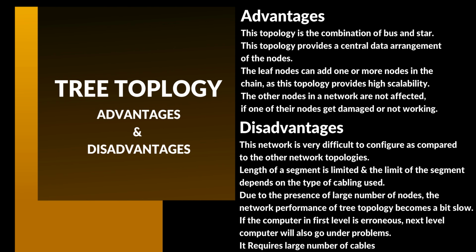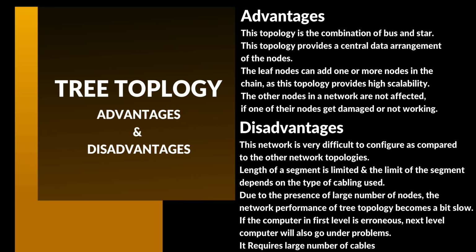Let's talk about the advantages and disadvantages of a tree topology. First, the advantages. This topology is a combination of bus and star. This topology provides a central data arrangement of the nodes. The leaf nodes can add one or more nodes in the chain, as the topology provides high scalability. The other nodes in a network are not affected if one of their nodes gets damaged or is not working.